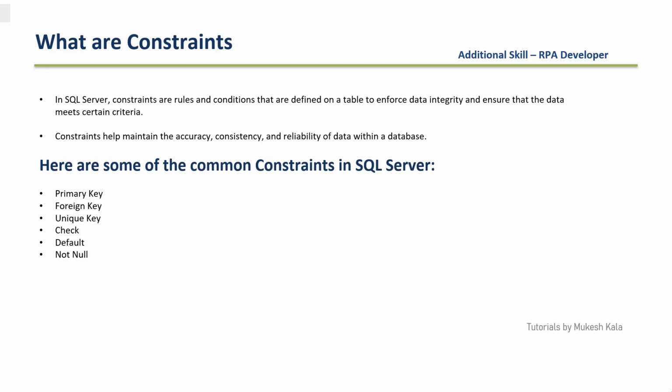These are some of the common constraints which are available: primary key, foreign key, unique key, check, default and not null. Today in this tutorial, we are primarily focused on the first one, which is the primary key, because this is the most crucial and the most important one. So let's get started by looking at the primary key.